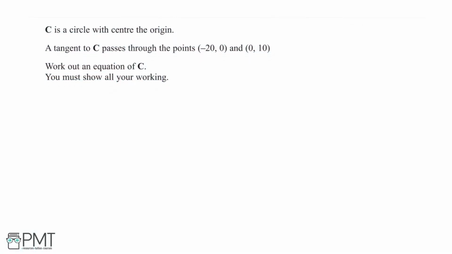We are told C is a circle with center at the origin. The tangent to C passes through the points (-20, 0) and (0, 10). Work out an equation for C, and we must show all of our working. And this is worth 5 marks.